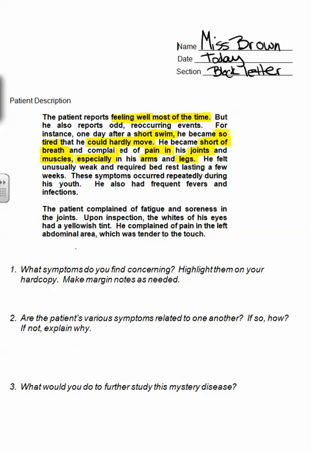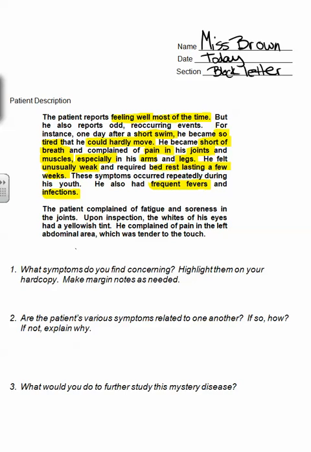He felt unusually weak and required bed rest lasting a few weeks. These symptoms occurred repeatedly during his youth. He also had frequent fevers and infections. Let's see if you can figure out what's important here. Did you choose unusually weak? Bed rest lasting a few weeks? Imagine having to rest in bed after a short swim. Frequent fevers, infections. All of these are important terms.